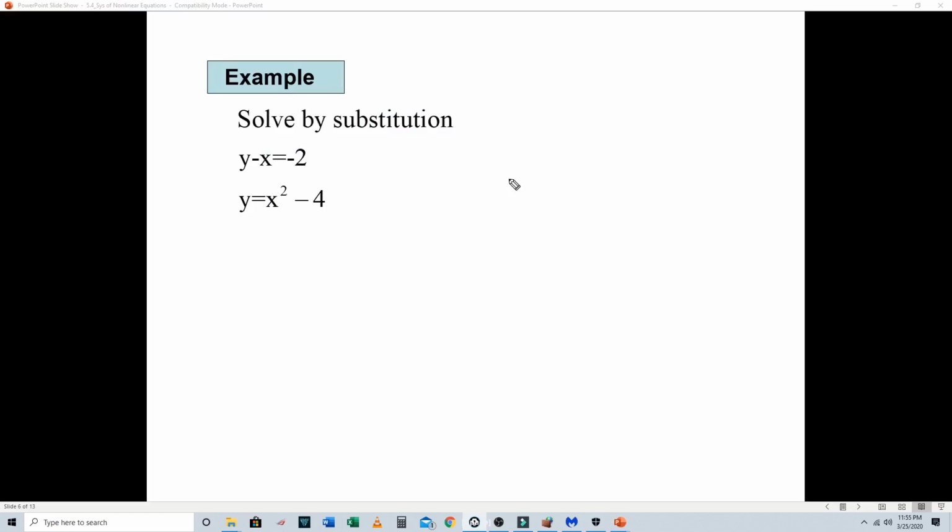So solve by substitution. Since right here I already have y by itself, I can take this and plug it in for y here. So instead of y minus x equals -2, I can write, and again, you can put it in parentheses, x squared minus 4 minus x equals -2. Now, bring it out of the parentheses because there's nothing to distribute. And we have x squared minus 4 minus x equals -2.